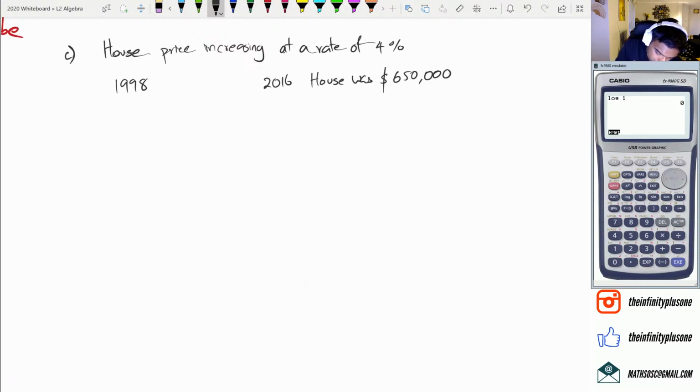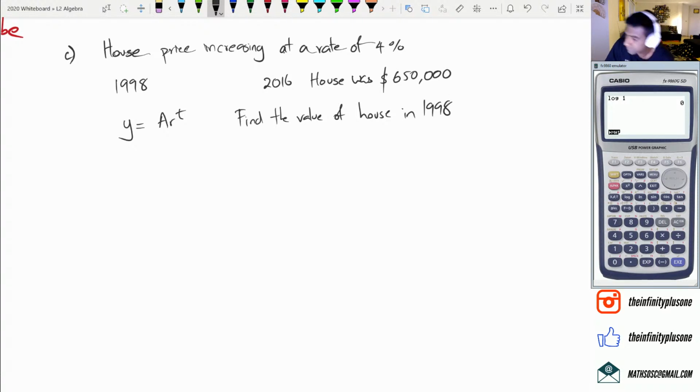All right, and so the formula is actually given to you guys, which is A R to the T. I want to know, find the value of the house in 1998.